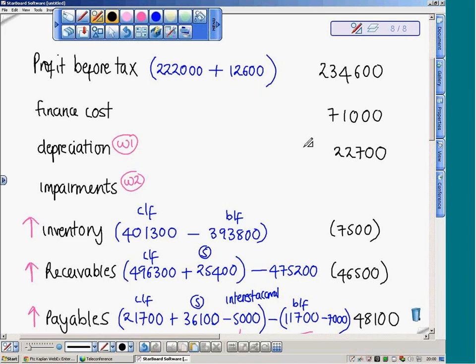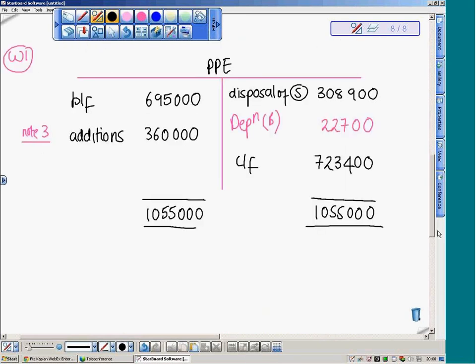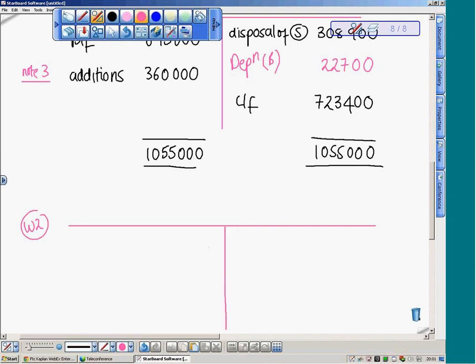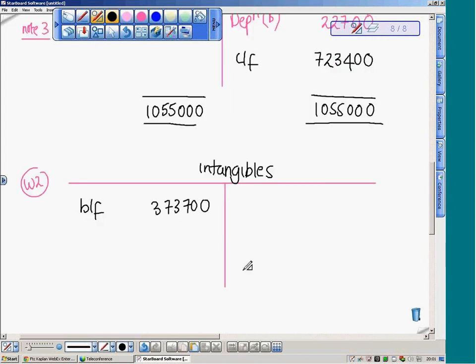And on to the second line item in my SFP. Okay, and the second line item in my SFP is my intangibles. So let's think about a T account for my intangibles. Okay, so let's draw out the T account here. You start off with your brought forward number, the 373,700. Okay, and have your carry forward number, the 364,200. Now they don't mention anything else about intangibles.